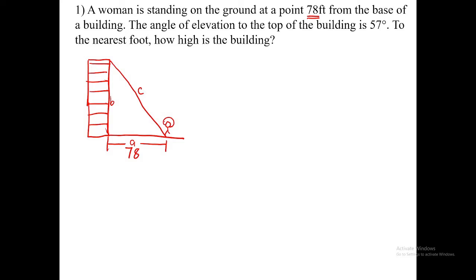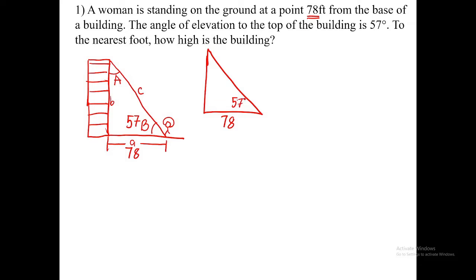Where is the angle of elevation? Is it C, this angle? Or this angle here? Where is the 57 degrees? B. That's totally right. It goes here, 57 degrees. Let me draw the triangle again. Sir, 78 is here and 57 degrees is here.